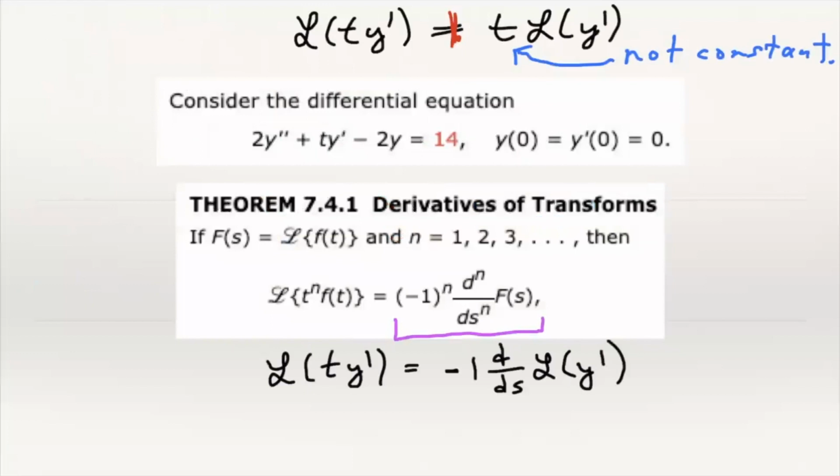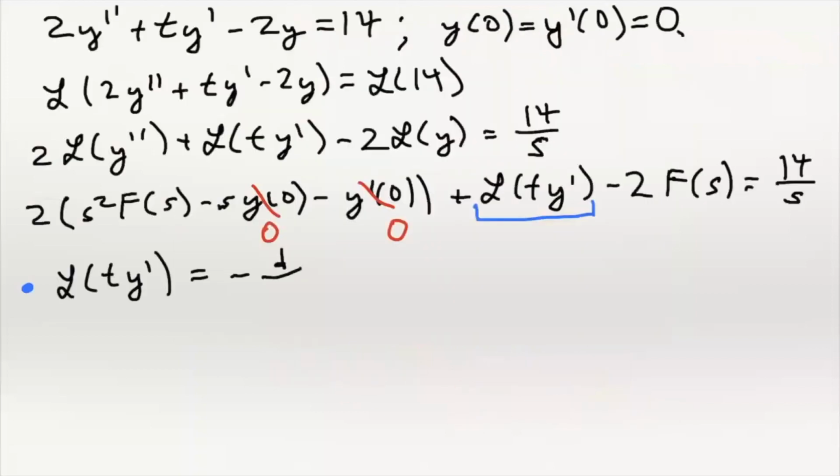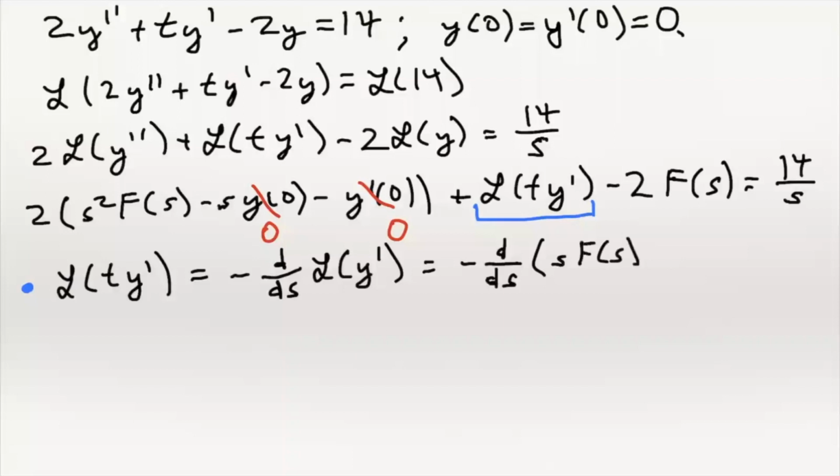Well, we know by this theorem that it will be -1 to the 1 times d/ds of F of s, where F of s is the Laplace transform of little f of t, which in this case is y prime. So we have this. That is negative d/ds of the Laplace transform of y prime. And what is the Laplace transform of y prime? Well, by our theorem on derivatives, that is s times F of s minus y of 0. And here we were again told that that is 0 in the initial value. So we have negative d/ds of s times F of s.